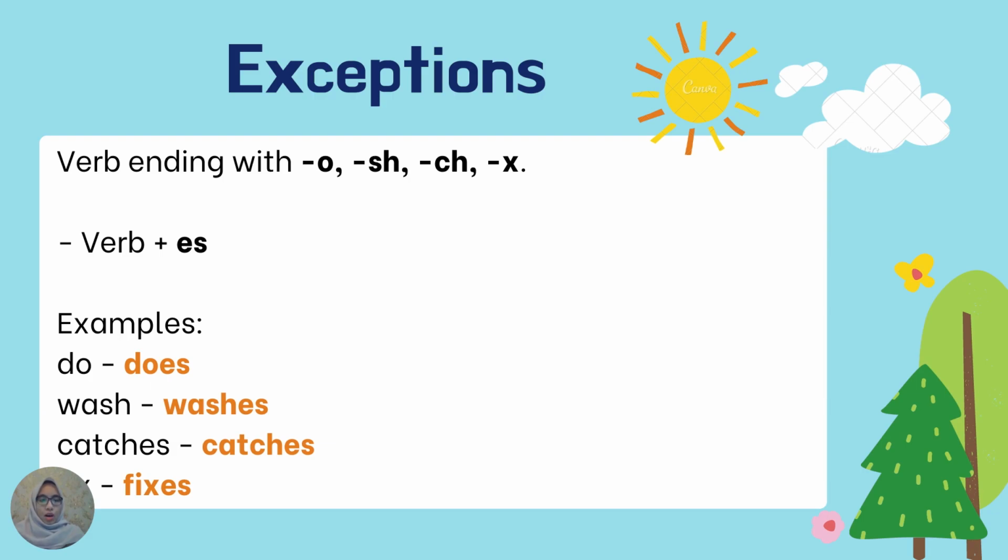Okay. However, there are also some exceptions, meaning that not all verbs we can just simply add S. So for verbs ending with O, sh, ch, and also X, you don't add an S, but instead you add an ES. For example, the verb do, it ends with an O, right? So we add ES instead of S. Then it becomes does. The second example is wash. It ends with sh. So we add an ES, it becomes washes.